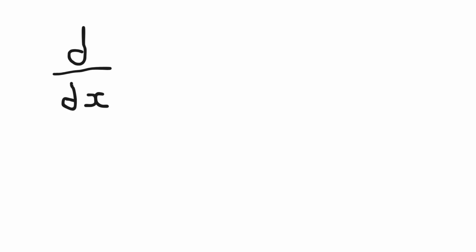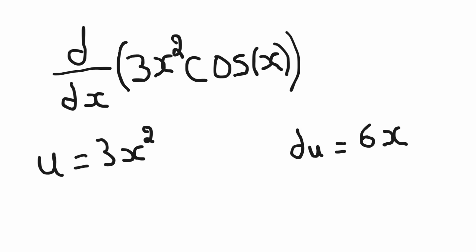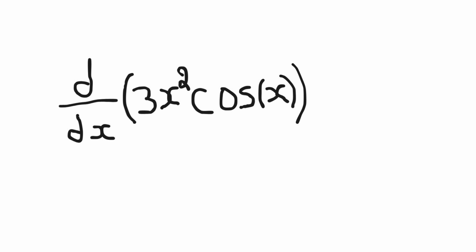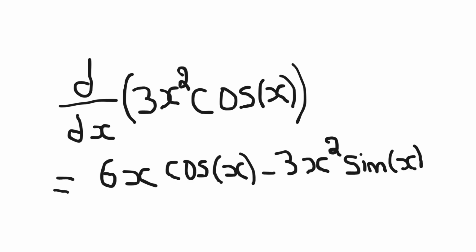d over dx of 3x squared cosine x. And in this example, u equals 3x squared, so u prime equals 6x, and v equals cosine x, so v prime equals minus sine x. And the answer will be 6x cosine x minus 3x squared sine x.